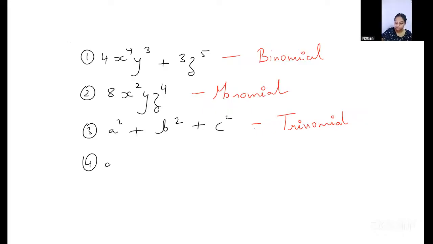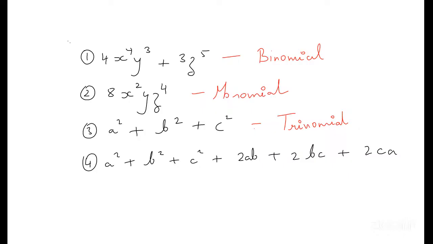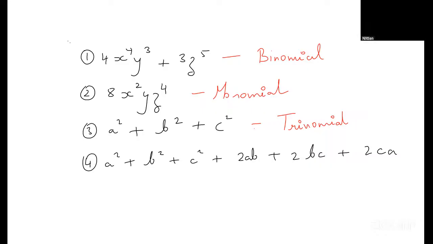Usually, according to your book, it's mentioned that when there are more than three terms, then we call them multinomials. Call them multinomials.